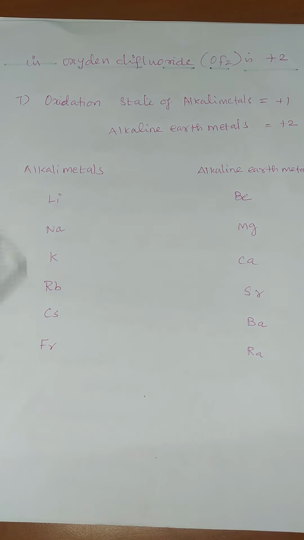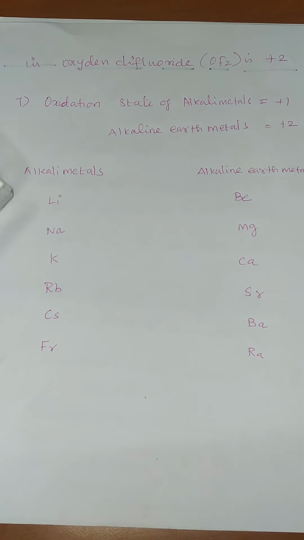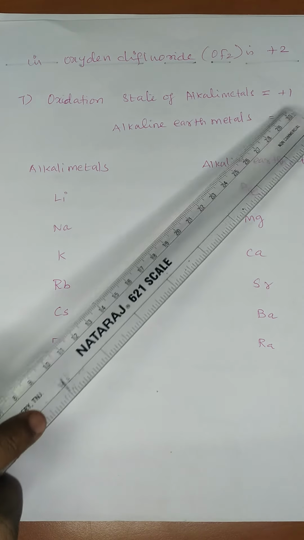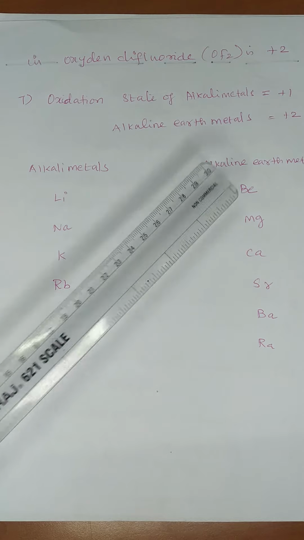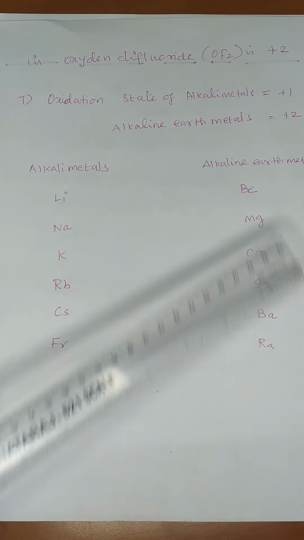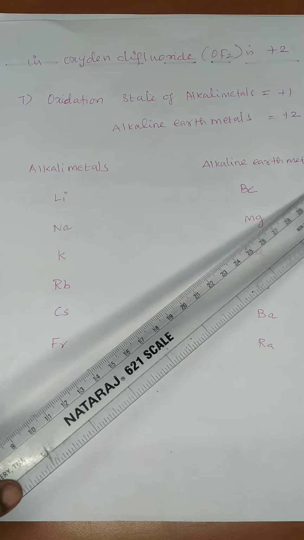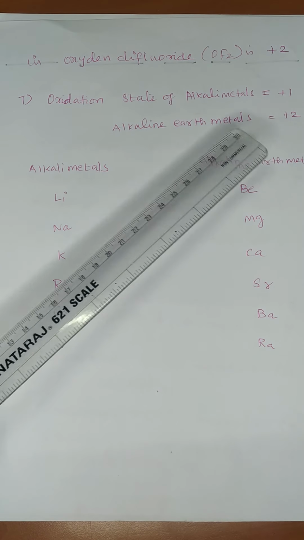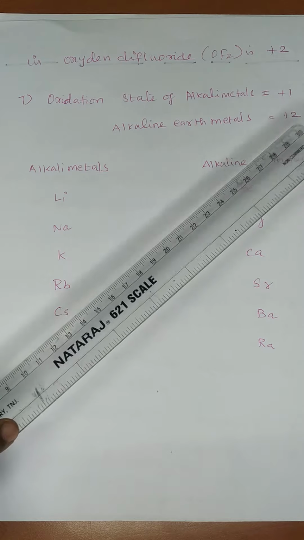The alkali metals are named here: lithium, sodium, potassium, rubidium, cesium, francium. These are all alkali metals. These elements possess the oxidation state of +1. Beryllium, magnesium, calcium, strontium, barium and radium are called alkaline earth metals. They possess the oxidation number of +2.